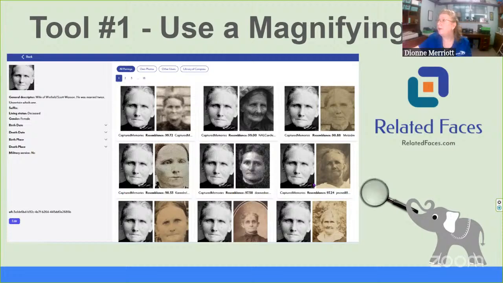So these are some other faces that were in the database for Related Faces. And it gives you a resemblance score here. For instance, in the first pair, it's showing you a 99.72 resemblance, so you're very likely to have a match, but in other ones, there's a lower resemblance score. This site also has photos from the Library of Congress that are in the collection, so there's a good number of photos in there that you can compare to.